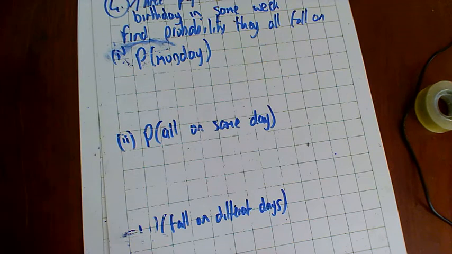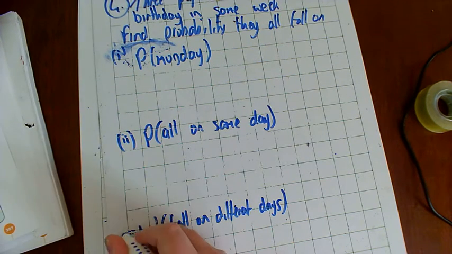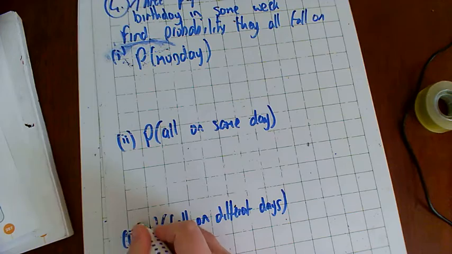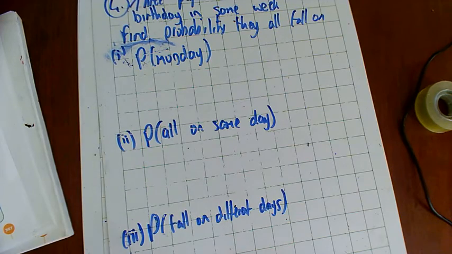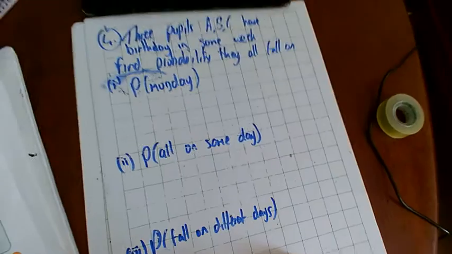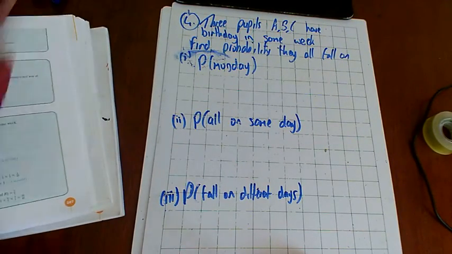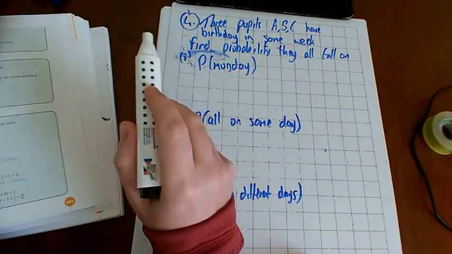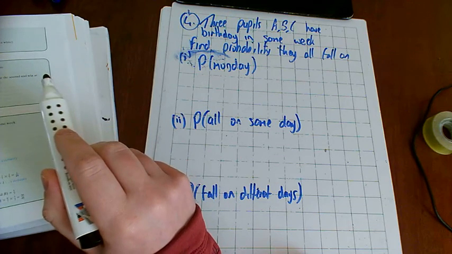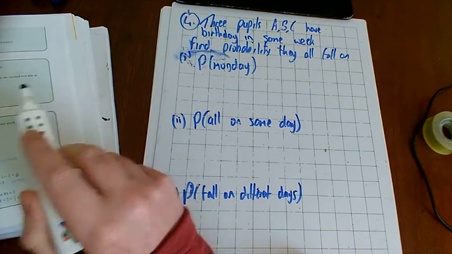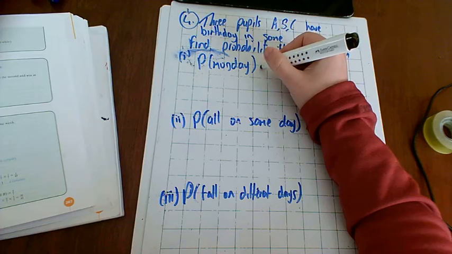Probability of 3 pupils, so it's 3 pupils A, B, C. So this one catches people out a good bit. The second two parts. So 3 pupils A, B, and C have birthdays in the same week. Find the probability that they all fall on Monday. So that's a nice easy one.